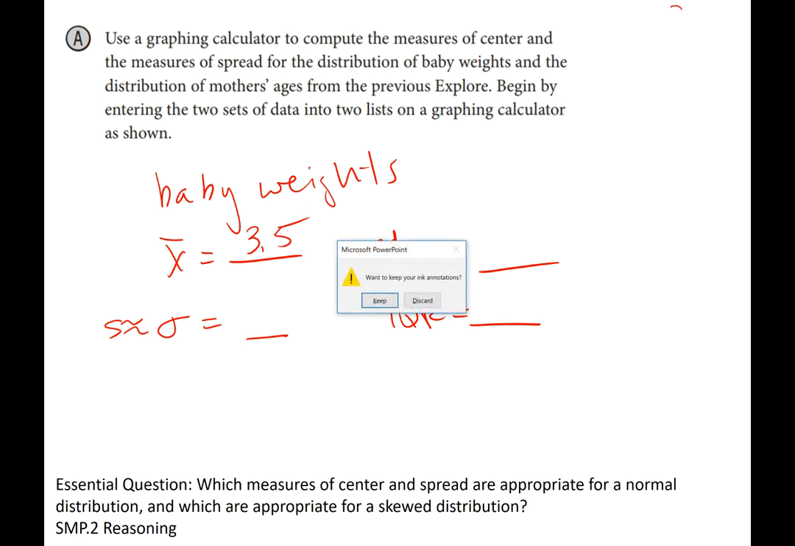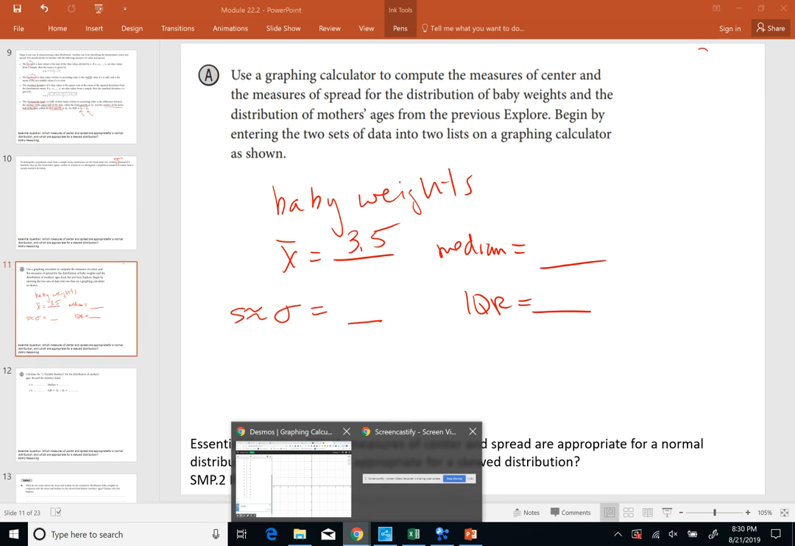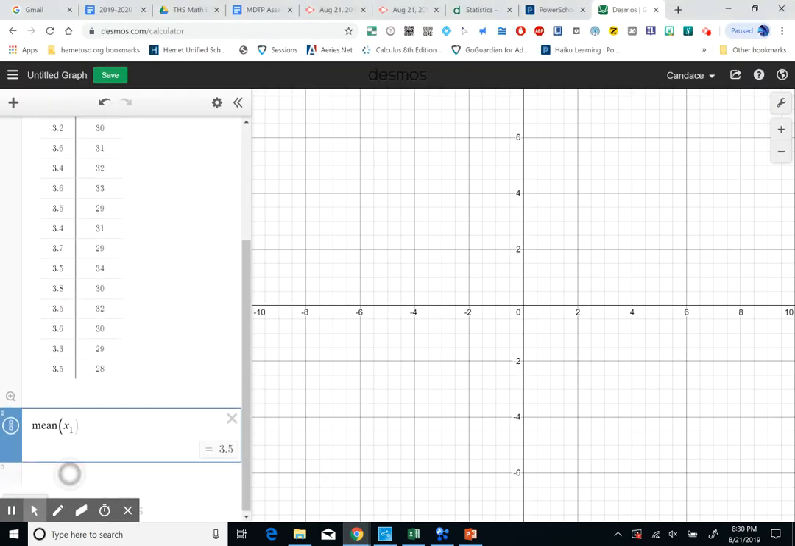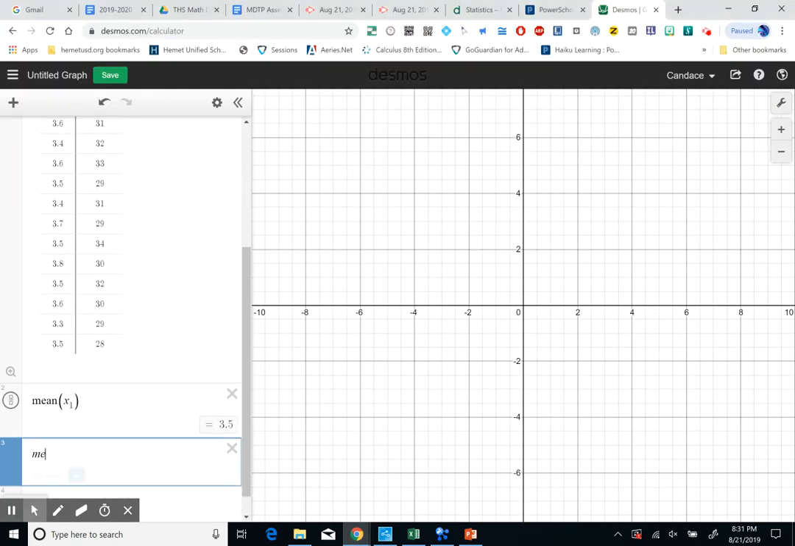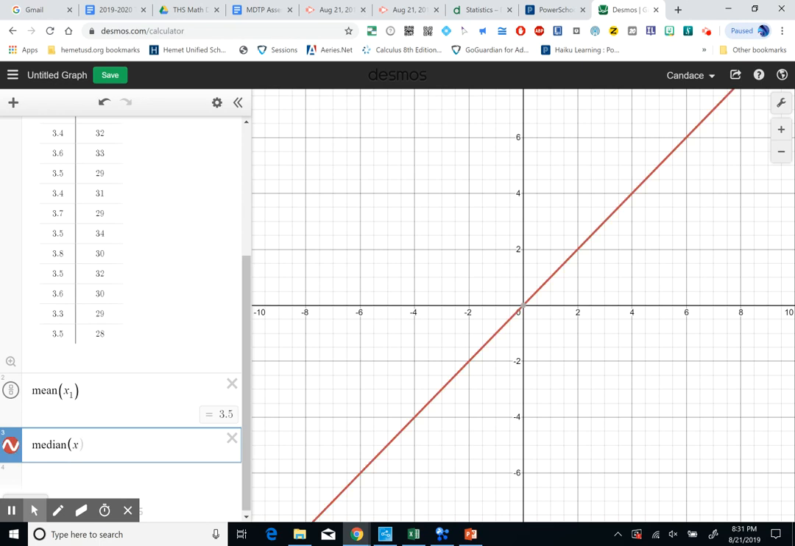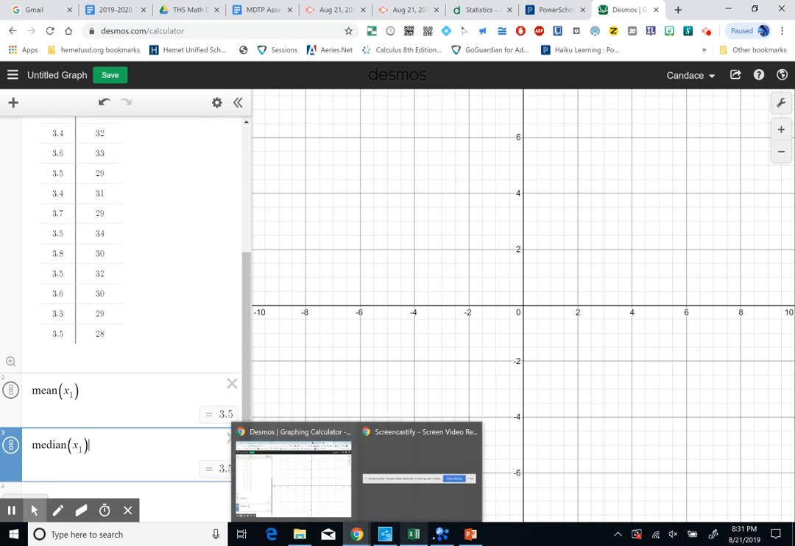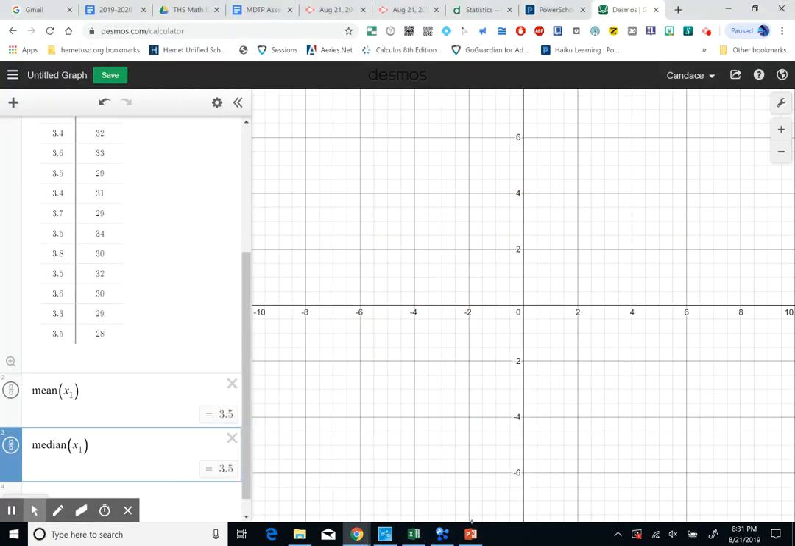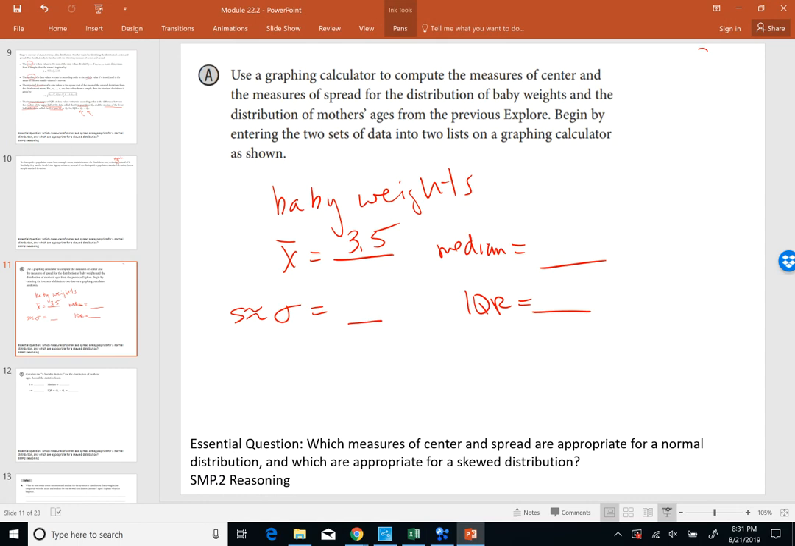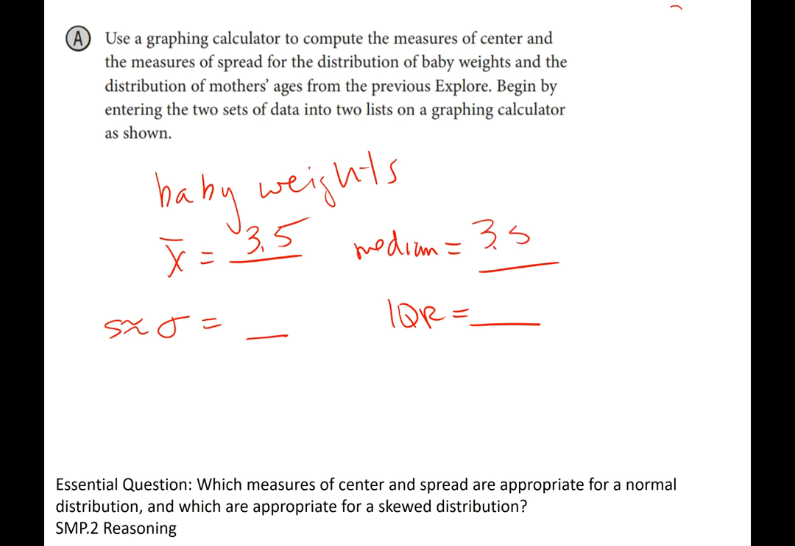Now I'm going to do the same thing, and I'm going to find the median. So I'm going to go ahead and just keep my data there. So I'm going to go median. And I'm going to say x sub 1. And it says my median is also 3.5. So let me get back there and here, and I got it right, 3.5.